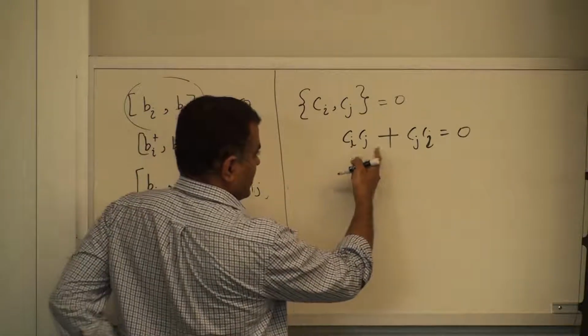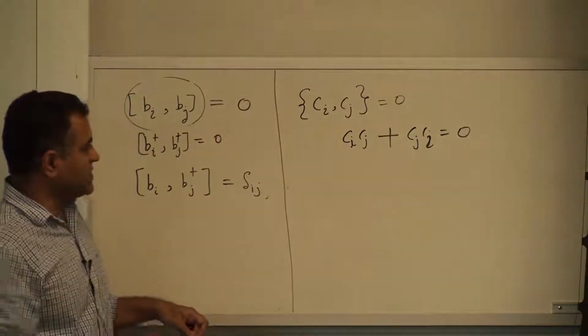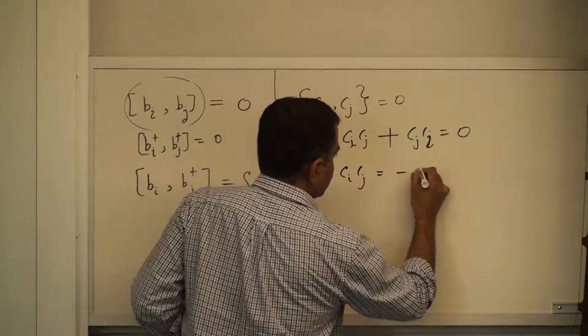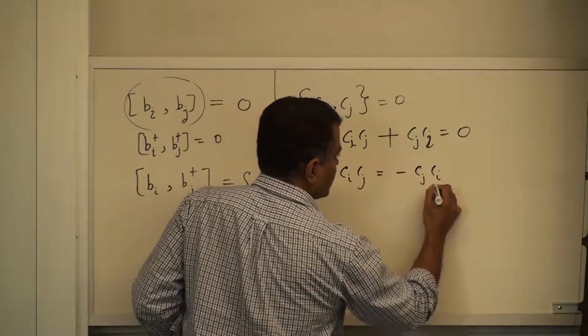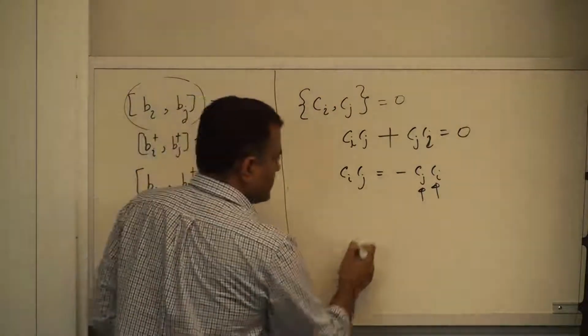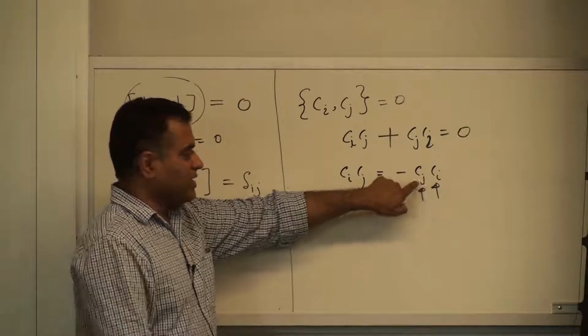And so clearly you can see now what this physically means. Maybe you can tell me what it physically means if C_i C_j is equal to minus C_j C_i. Physically, what does it mean? What does it do to a state if it acts on a state? If you annihilate one state followed by another?